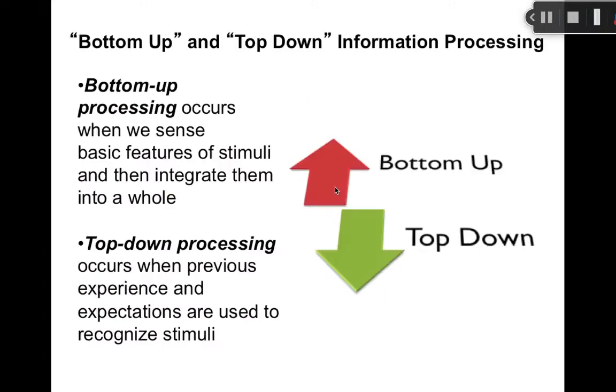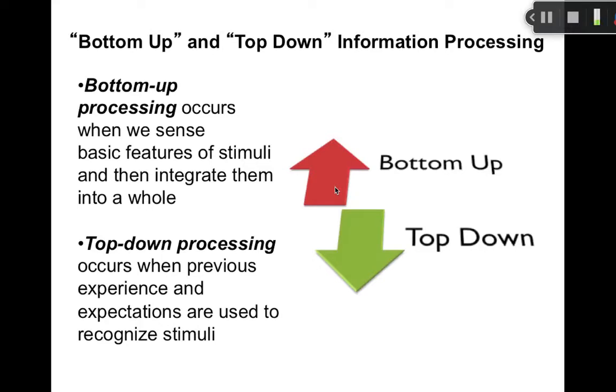And this led to the idea that we're processing sensory information, and again, we're talking just about the visual apparatus. And we process this information in a couple of different ways. Bottom up and top down. So bottom up processing occurs when we sense basic features of stimuli and then integrate them into a whole. So part of what we see involves looking at the discrete parts of objects, and then we sort of automatically assemble them into whole, and then we perceive the object as a whole.